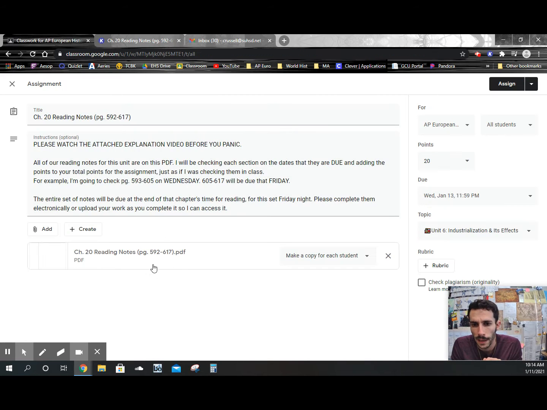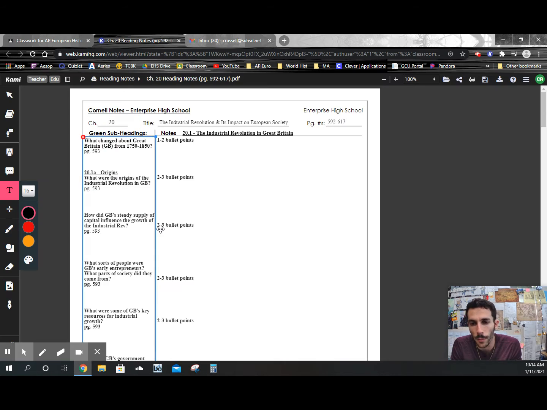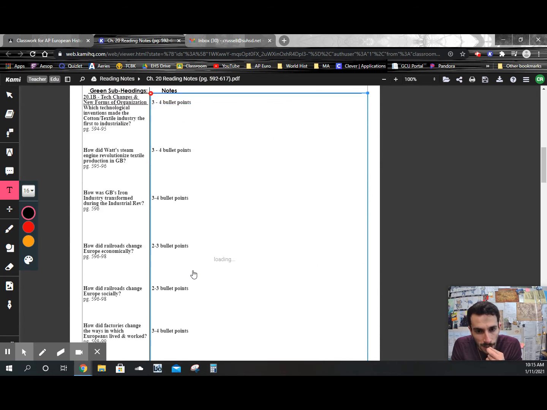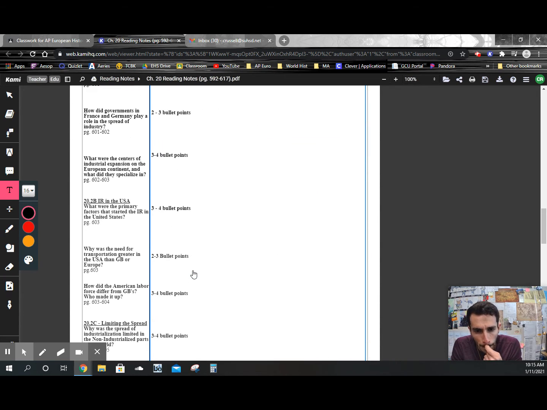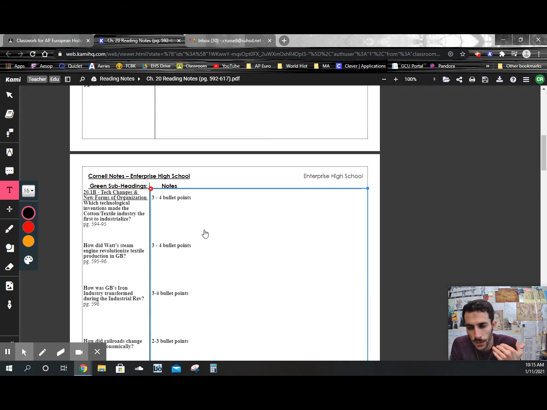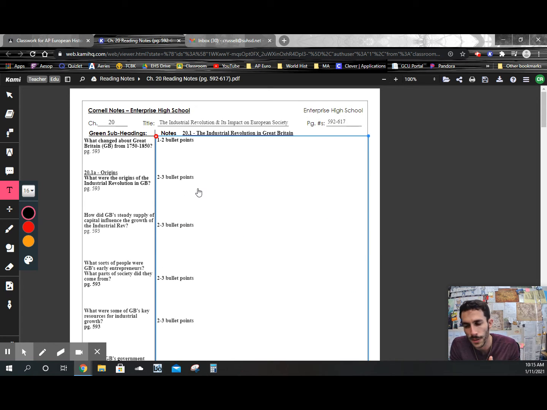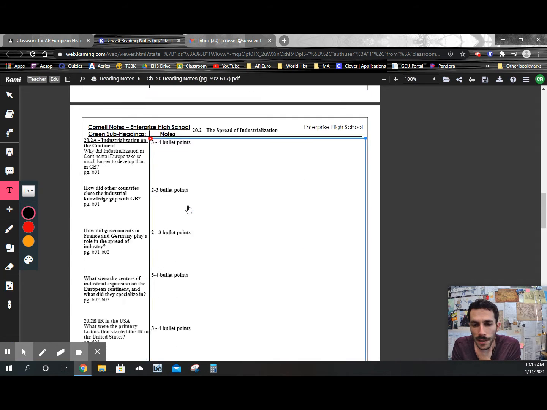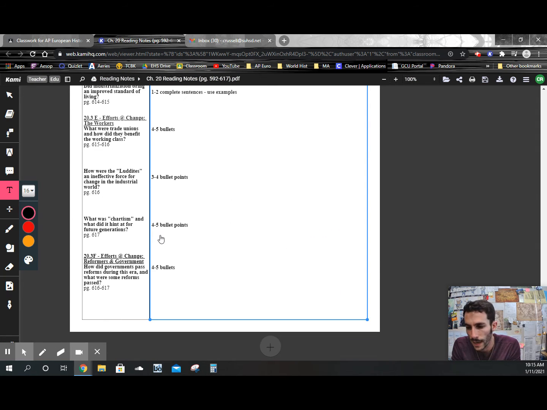So for example, I'm going to be grading 593 through 605 that are due on Wednesday night. So that means by Wednesday night, I'm going to look over them on Thursday morning to give you credit. You need to have done up through this section right here. Okay, so that is what we're going to be doing. You need to make sure you get all that done up through Wednesday night. That's your only work for the rest of the week, or up through Wednesday, I should say. And then the rest of it is going to be due this Friday.